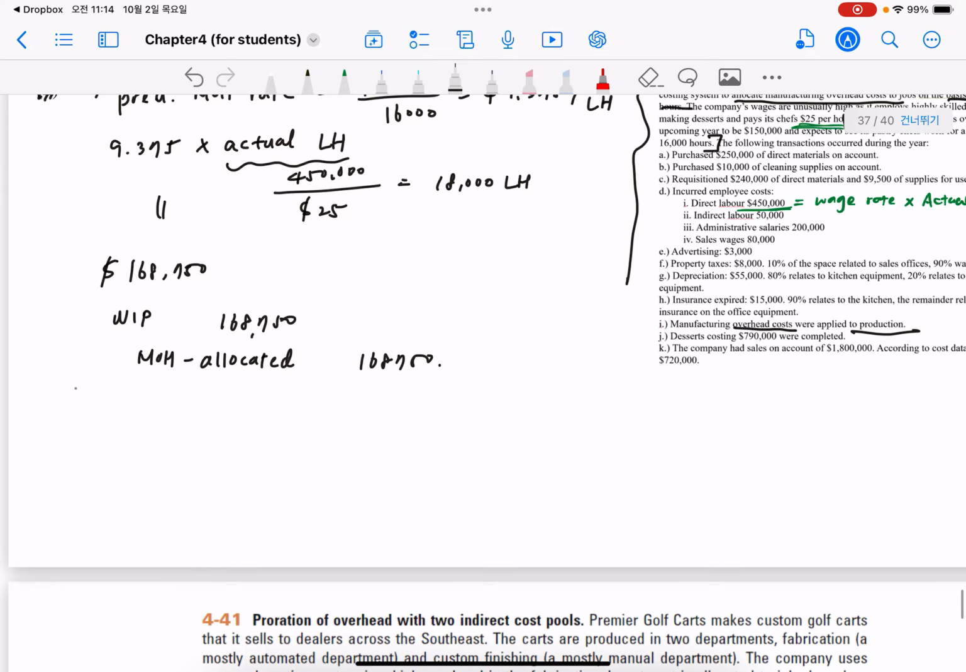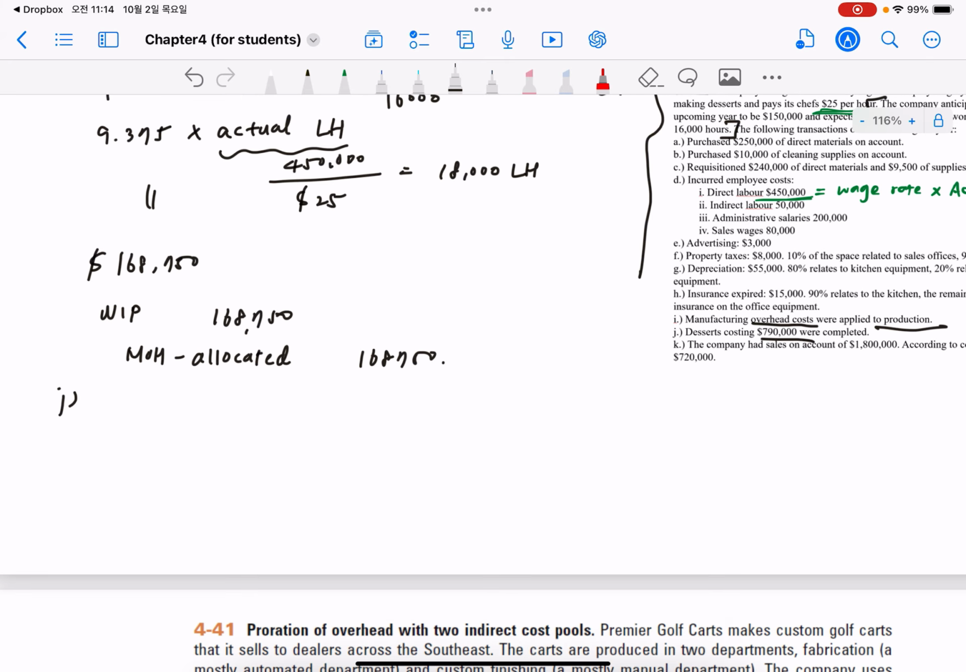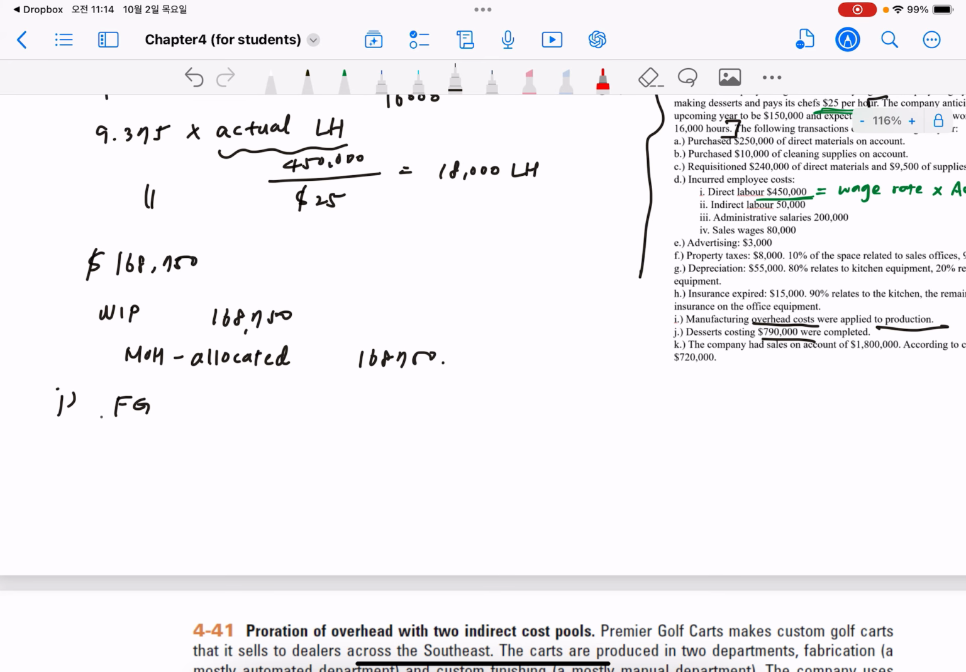All right, and then for J, we have jobs costing $790,000 were completed. So we need to, out of the work in process, transfer it to the finished goods, right? So I'm just going to use the abbreviation FG. So debit the finished goods by $790,000 by crediting the work in process by $790,000. Right.